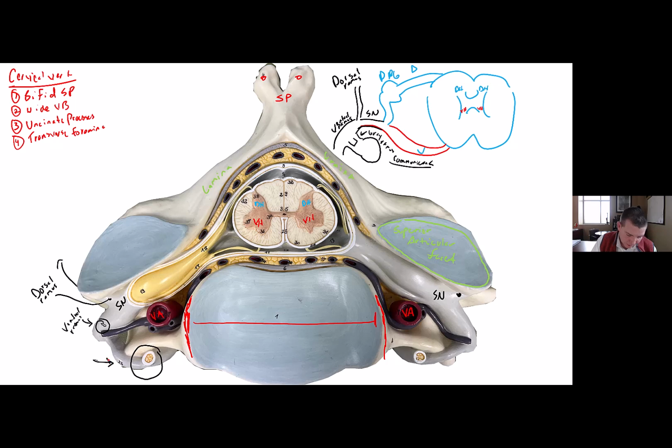It's label number 23. So that gray ramus communicans will connect the ventral ramus, very proximal in the ventral ramus, to that sympathetic trunk. So there's our sympathetic trunk. I can see it connecting there.